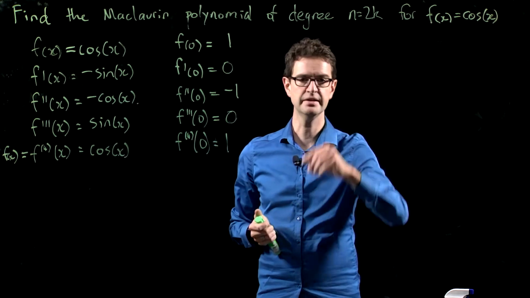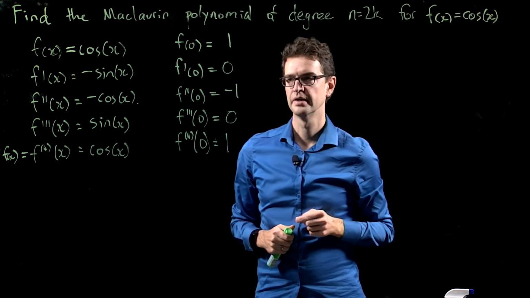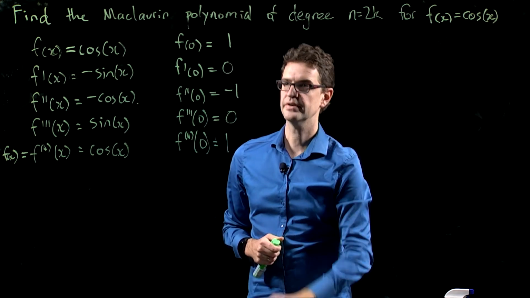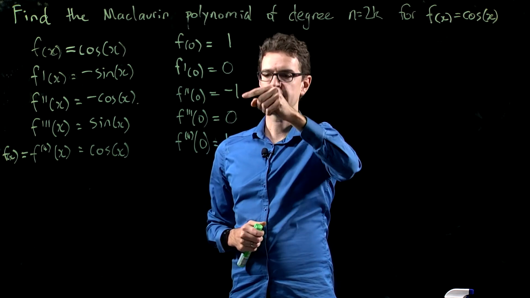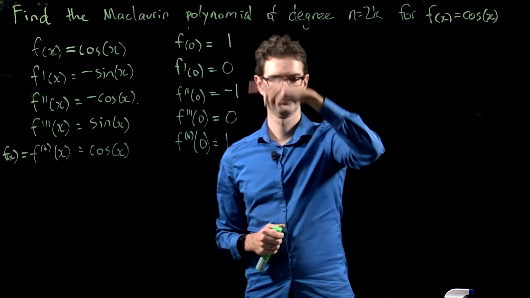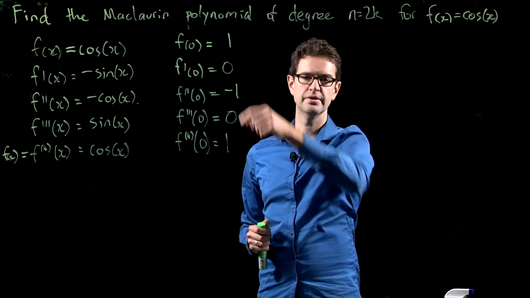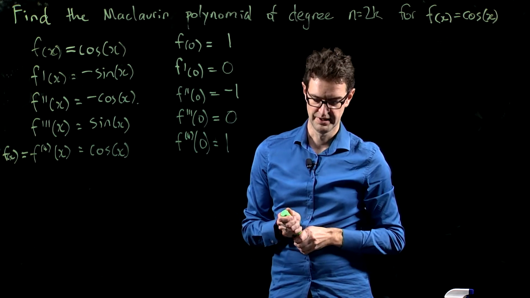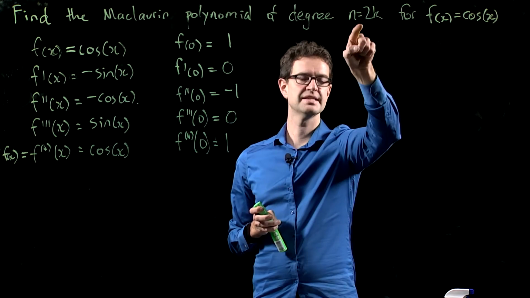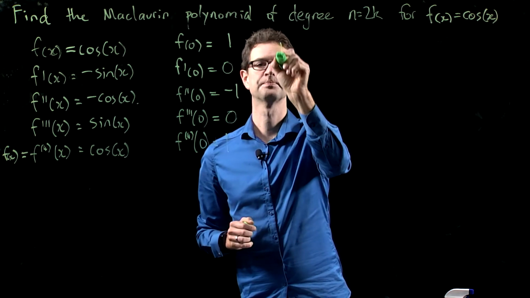So there's a nice pattern here actually. As I differentiate and evaluate this function at x equals 0, I get 1, 0, negative 1, 0, 1, 0, negative 1, 0, and so on. So actually only every second term is going to be non-zero in this polynomial. That's interesting, and it's actually related to this trick up here. We'll see what we get.